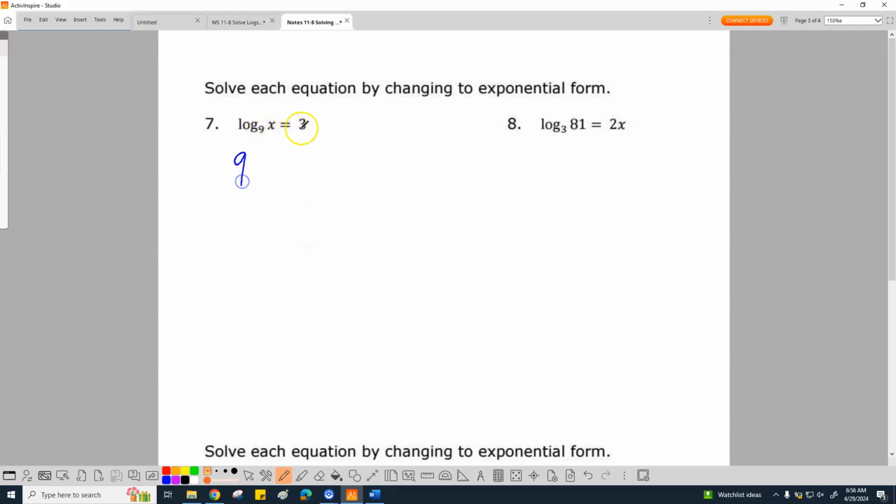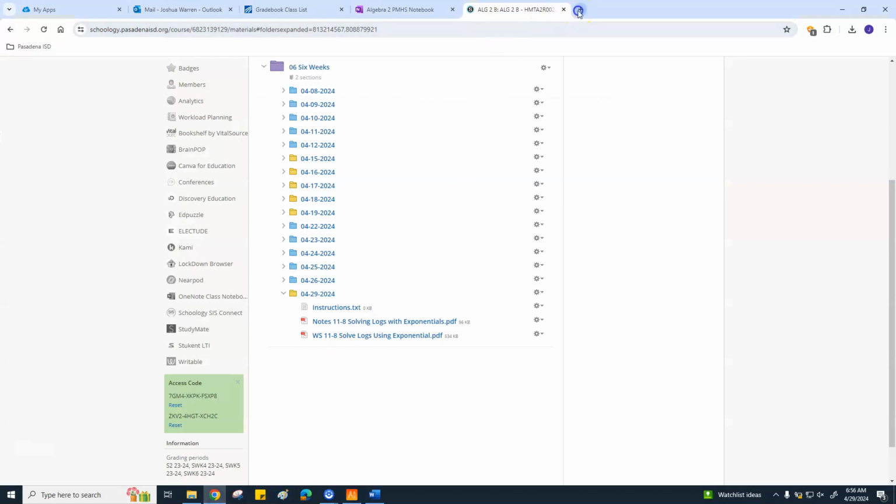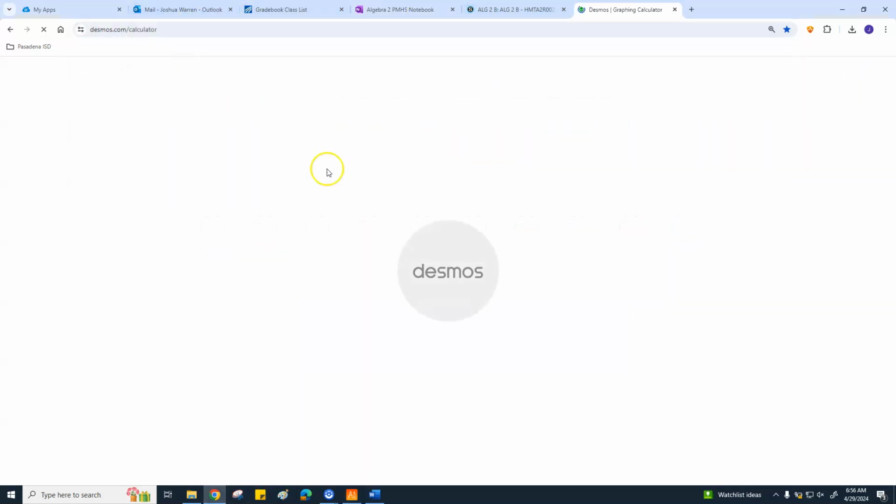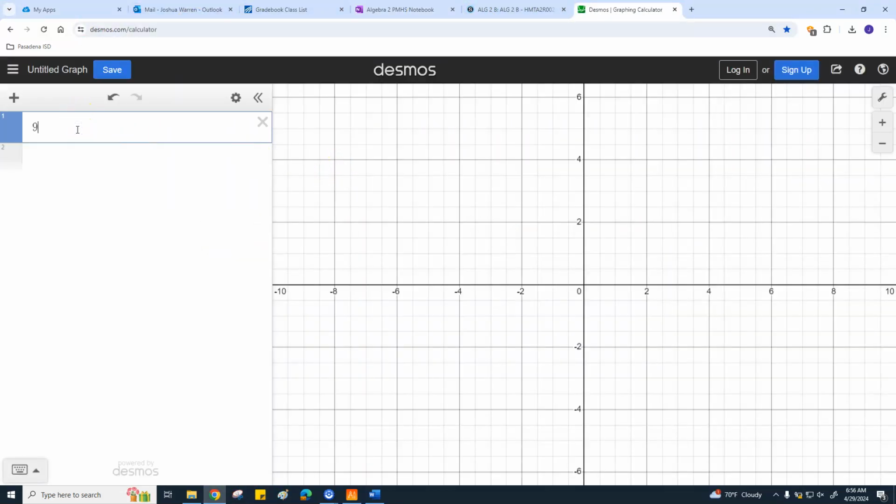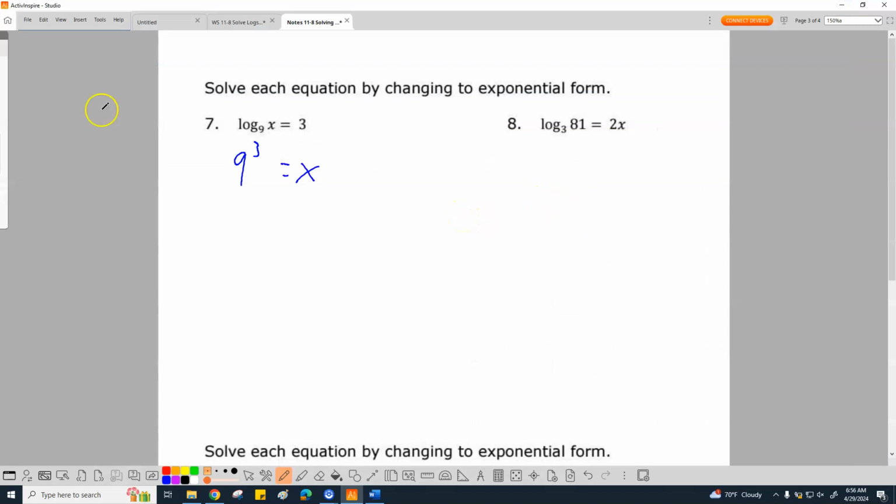The base is 9. The exponent is 3. And then it's going to be equal to x. I have to use Desmos for this. I don't know what 9 to the 3rd is. So I'm going to go over here to my Desmos and type in 9 to the 3rd, which gives me 729. So when it's all said and done, I end up with 729 equals x.